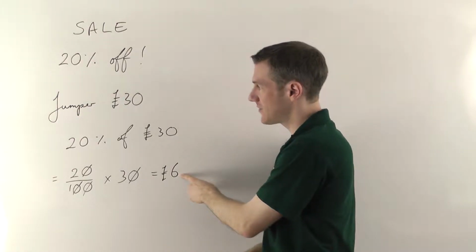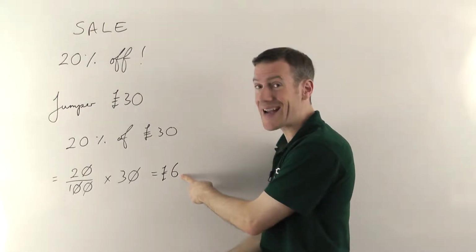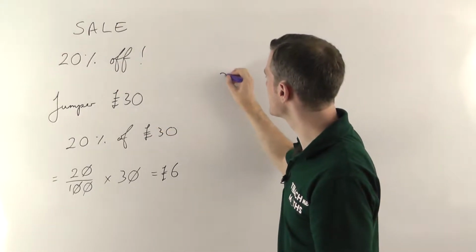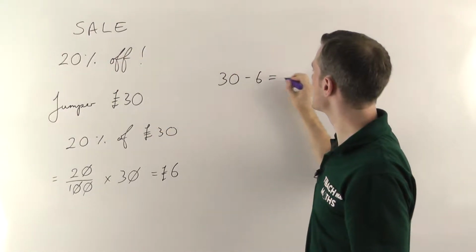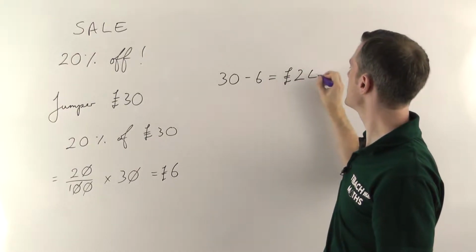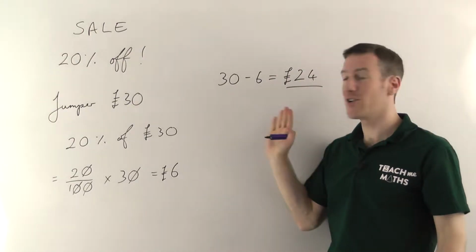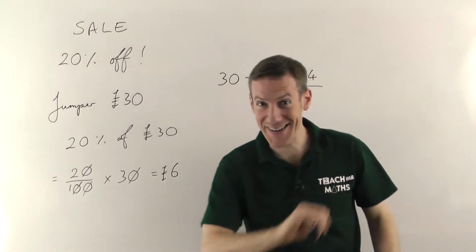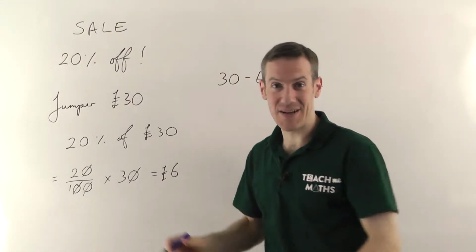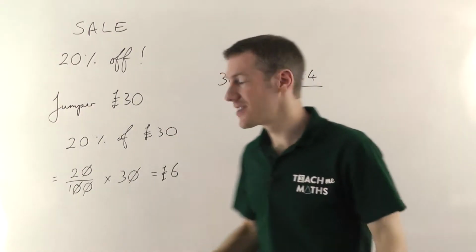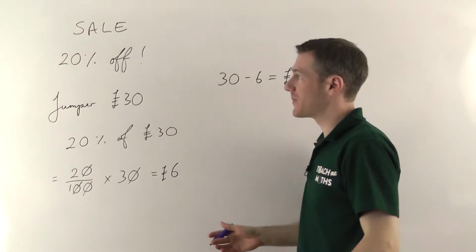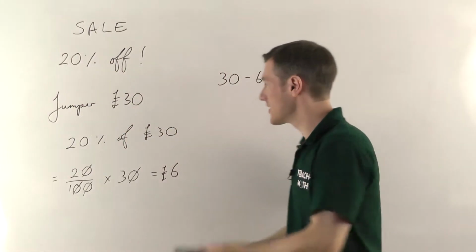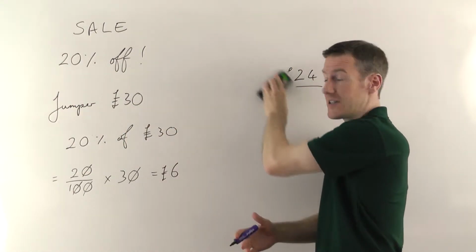So 20% of the £30 is £6. You have to subtract the £6 off the £30. Obviously, in this case, 30 minus 6 is going to give you £24. So the sale price of the jumper is £24. What a bargain! All right, let's do one more example then with a percentage increase, but essentially the concepts are exactly the same. So you find the percentage of the amount and you either add it on for an increase or you subtract it off for a decrease.